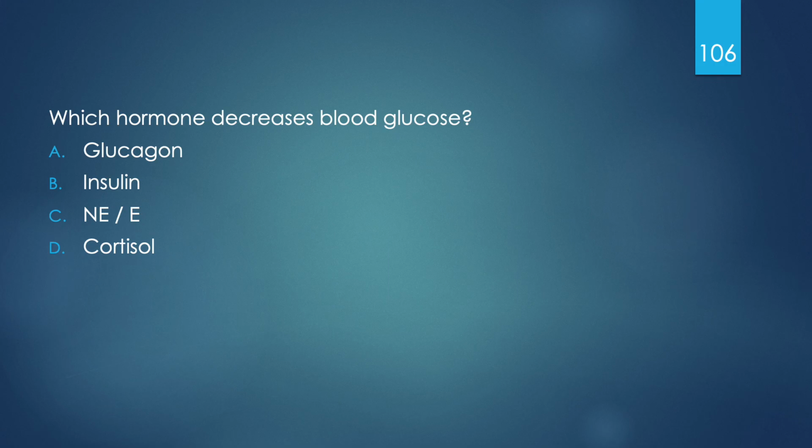And glucagon is going to help to create more blood glucose, whereas insulin is going to help us when we have excessive blood glucose. So insulin is basically generated in response to a meal, in response to elevated blood glucose. So insulin is responsible for decreasing blood glucose. The answer is B.